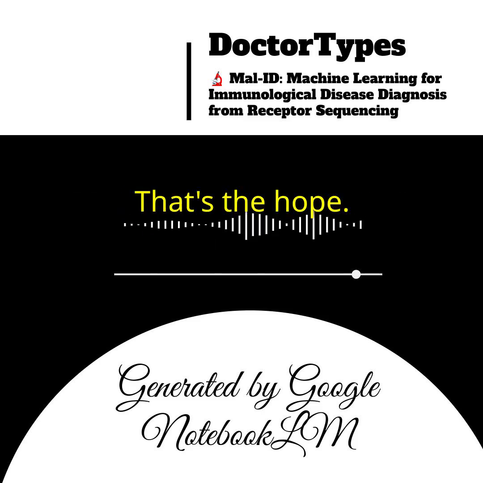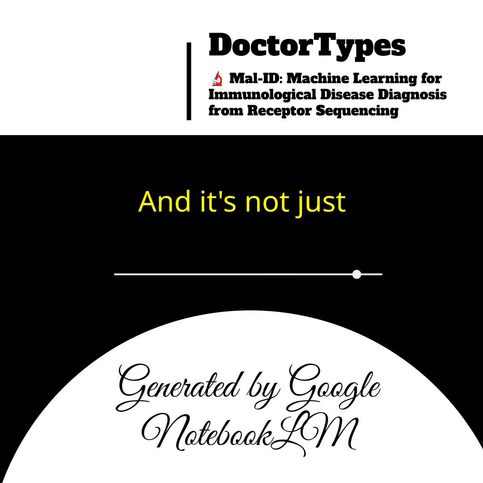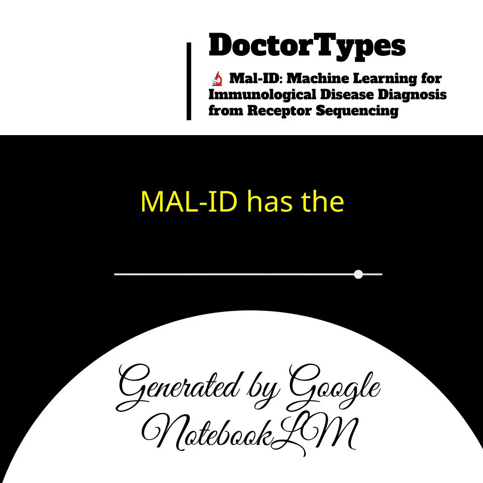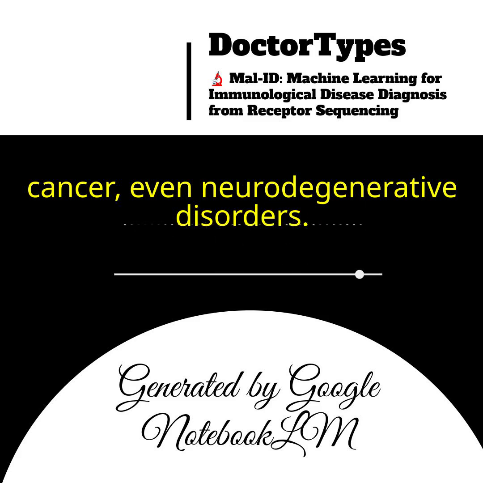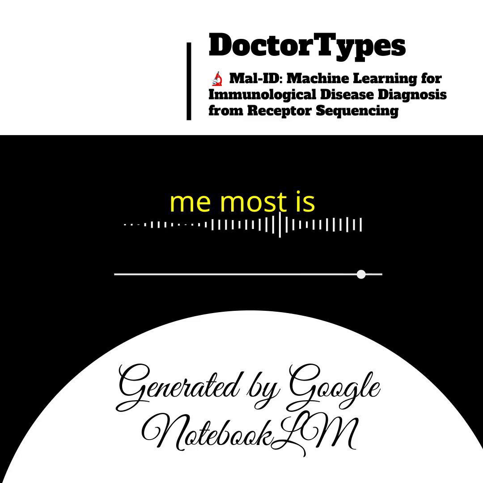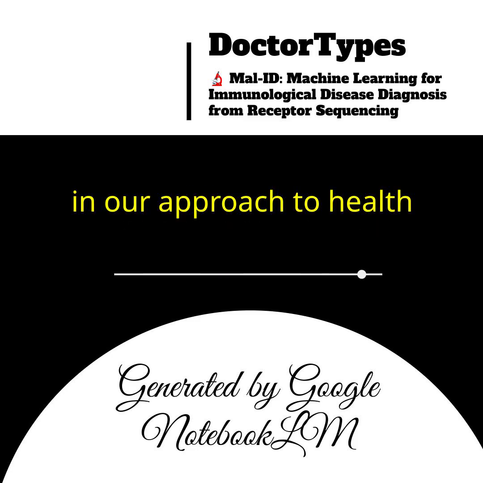For me, I think the potential applications in autoimmune diseases are just so fascinating. Right. They're so complex, they're challenging to diagnose, and MalID could be that tool for early detection and personalized treatment. So we could identify people at risk early on, maybe intervene with lifestyle changes or therapies to prevent the onset of these conditions. That's the hope. That's amazing.